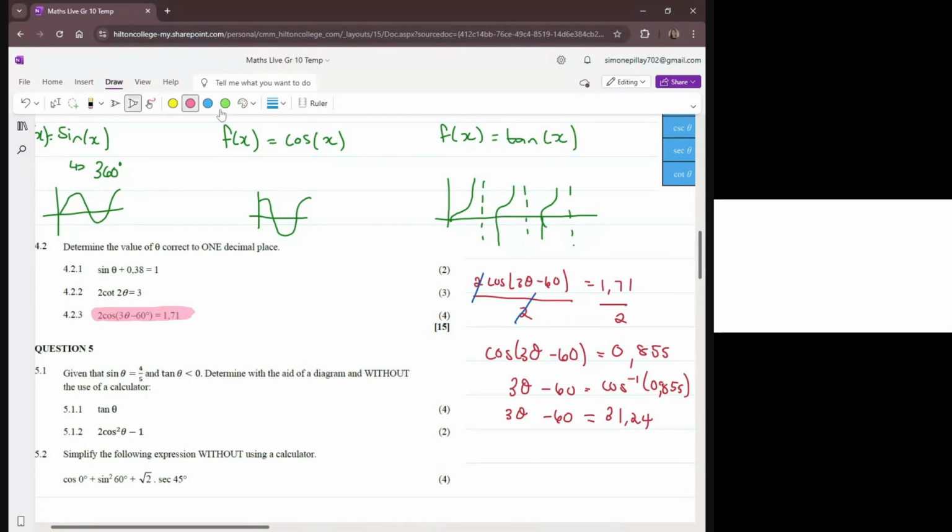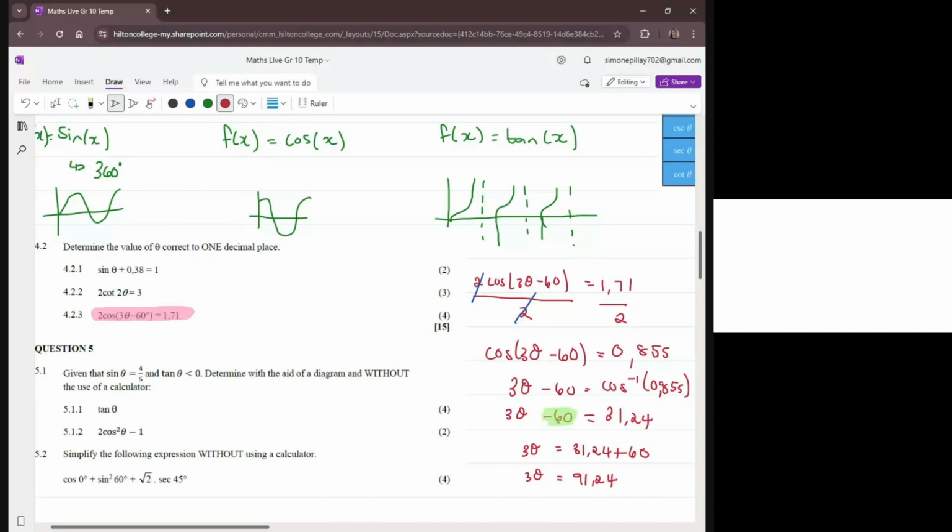Now, we can transpose our 60. So let's do that. We go 3 theta equals 31,24 plus 60, which is going to be 91,24. Now, how do we get theta by itself? What's the next step? How do I solve for theta? The last step to finish it off.